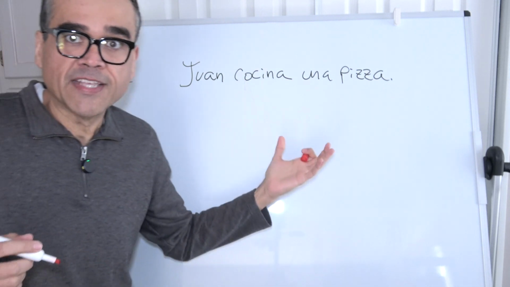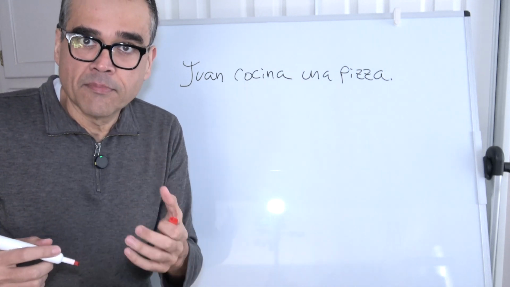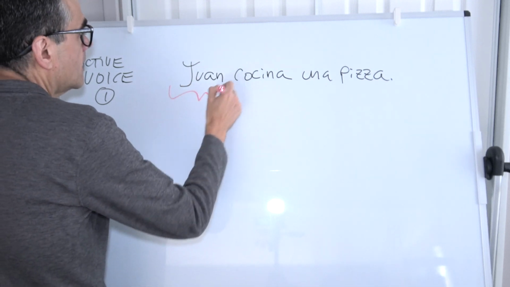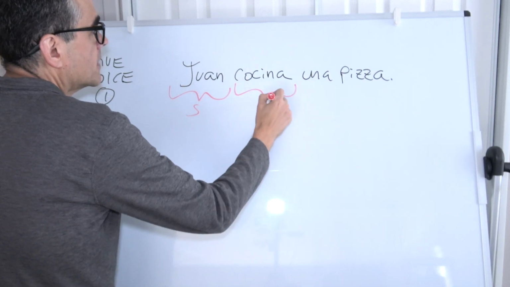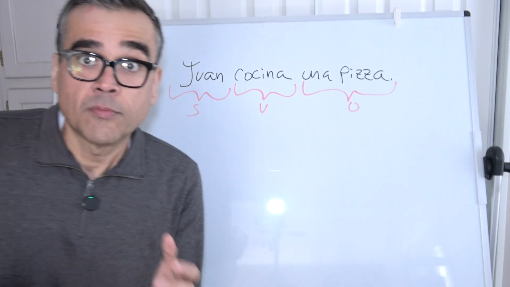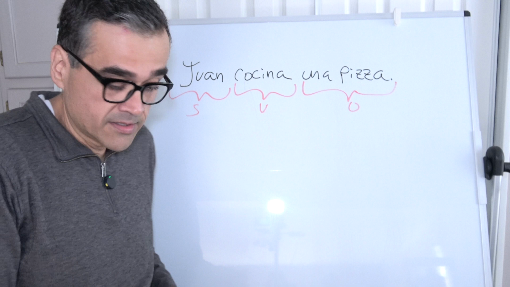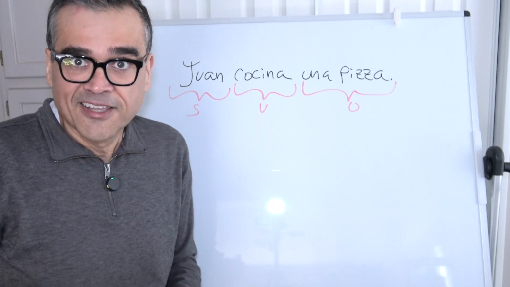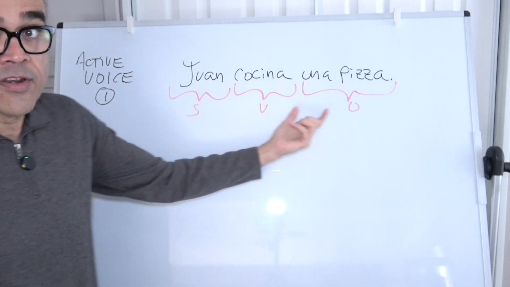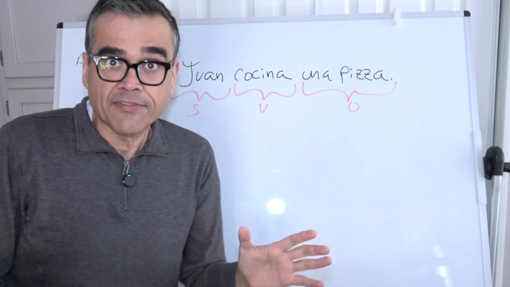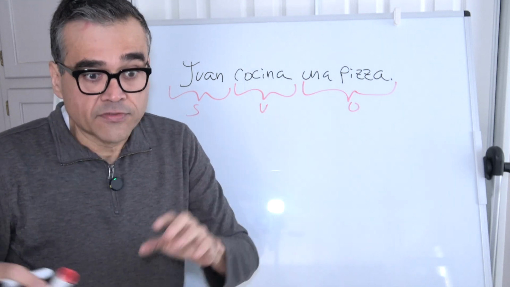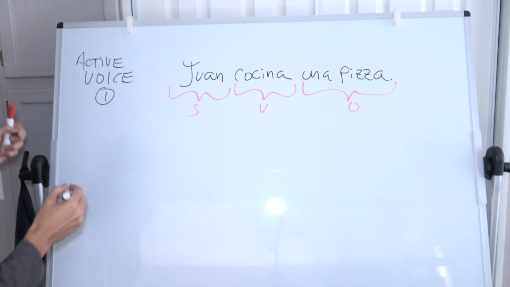So in this very basic sentence, I have the three basic elements of any sentence: the subject, the verb, and the object. Somebody is doing something. In this case, it's Juan. Juan is preparing his dinner, maybe, no? A pizza. And this is an active voice. Subject, verb, and object. That's the natural, the standard, the most common way to express something in a complete sentence.